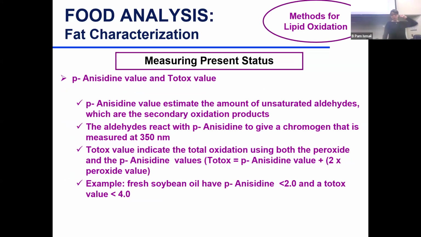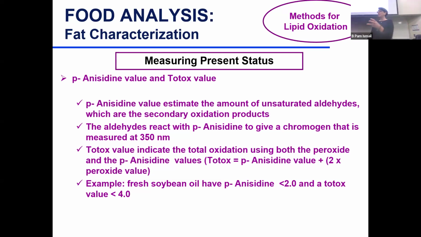Okay, measuring the present state. So we are still talking about measuring the present state. Peroxide value is measuring the present state: when you take the oil off the shelf and you measure the peroxide value, that's measuring the present state. So also there is a test called the Totox value. It's a combination of two measurements, anisidine value and peroxide value.